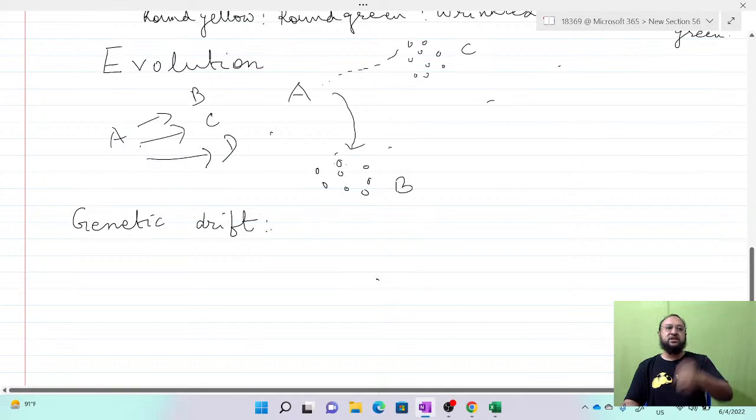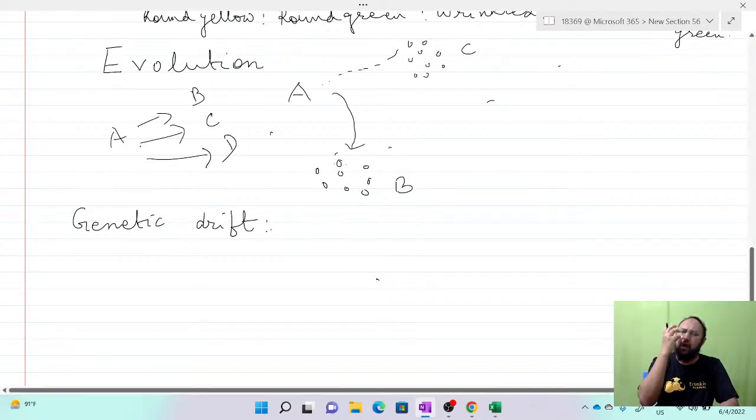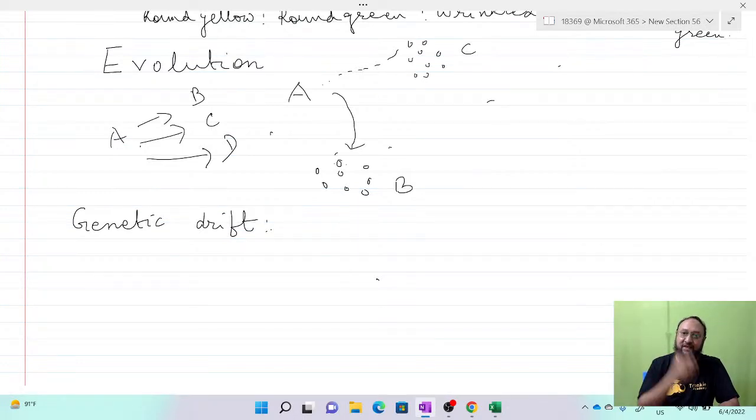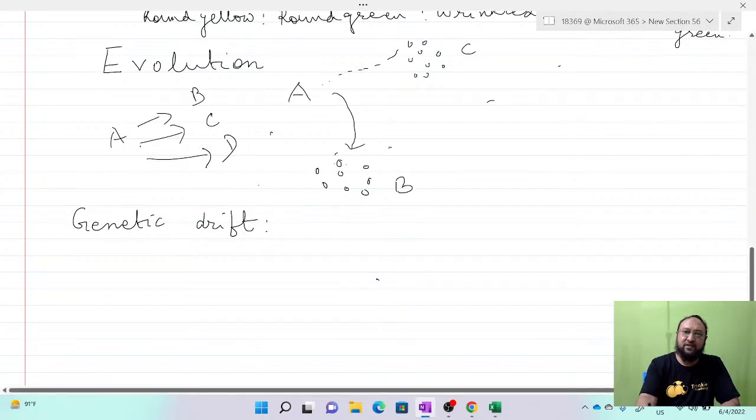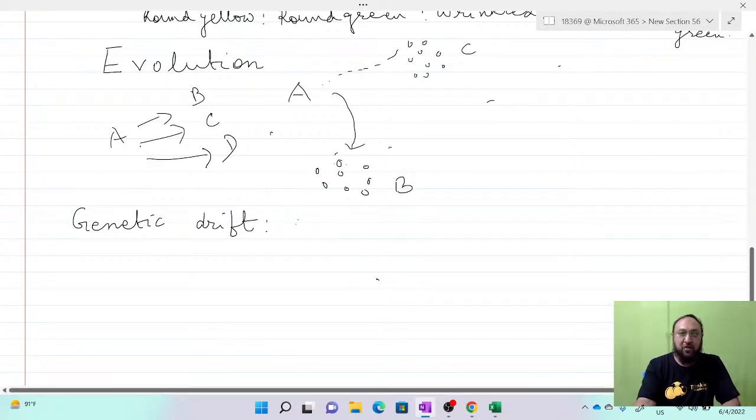A random change in the frequency of alleles over successive generations. Now, what is this change in the frequency of alleles? It means the frequency of occurrence. So gene frequency is the change in the frequency of alleles over successive generations. After each generation, there is a change in the frequency of alleles, and that can cause evolution and the formation of new species.